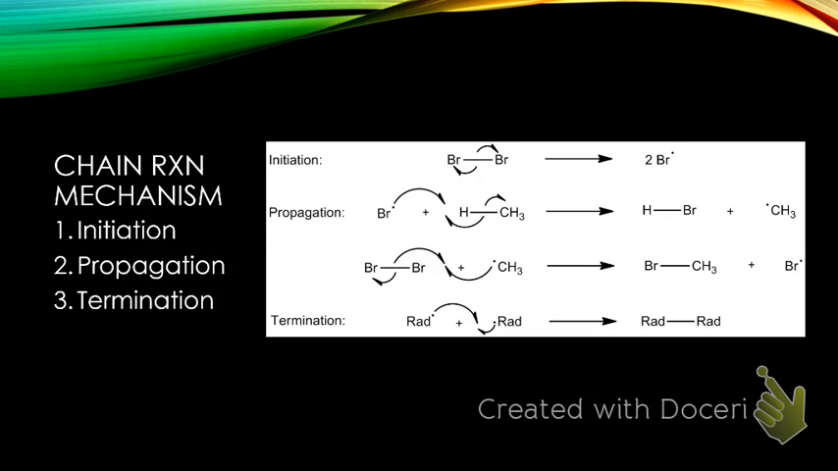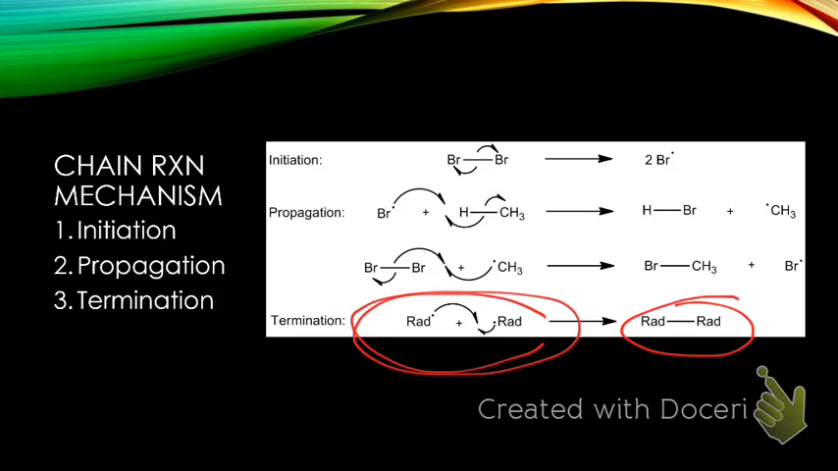Termination is quite simply the way that you run out of fuel for your reaction. The way you do that is two of the radicals react together to form a covalent bond between the two radicals. So how is that possible, or what are the possibilities of that? Let's look.